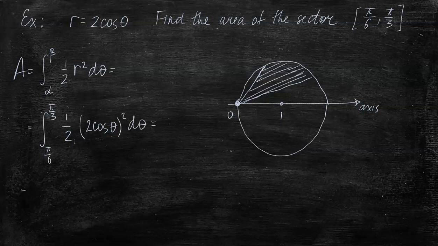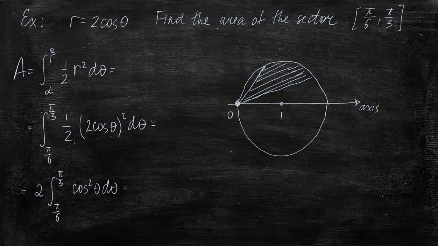To solve this integral, we're going to square the expression in parentheses, so we get 4 cosine squared. 4 divided by 2 is 2, so 2 can come out of the integral. And we have pi over 6 to pi over 3, and we have cosine squared theta d theta.